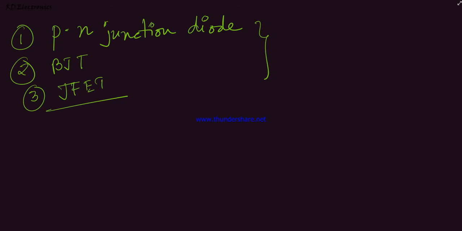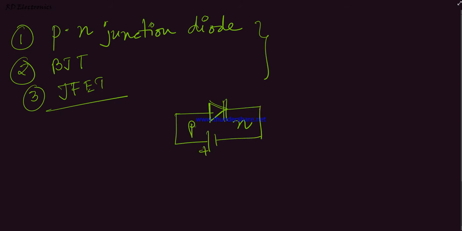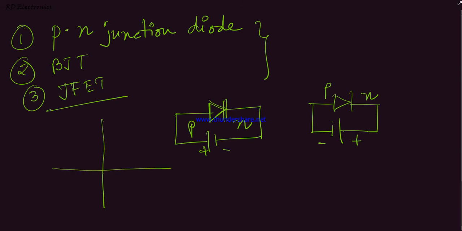First of all, we talk about the PN junction diode. This is the circuit symbol of the PN junction diode. This is the P type and this is the N type terminal. Forward bias of this diode means we connect the battery positive terminal to the P type end and the battery negative terminal to the N type end. If we connect in reverse bias, it is just the opposite connection: the battery positive terminal is connected to the N side and the battery negative terminal to the P side.